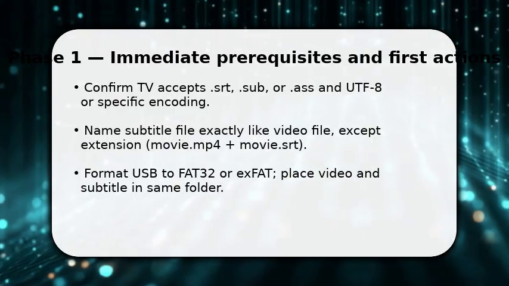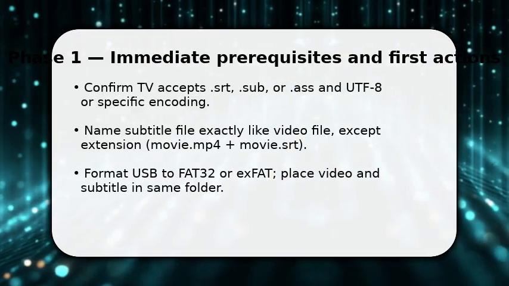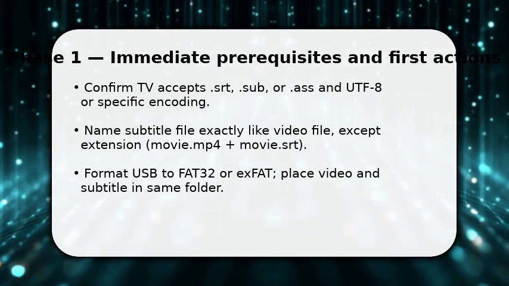Next, format the USB to FAT32 or exFAT if needed, then copy the movie and subtitle into the same folder. This prevents mismatches and speeds detection.